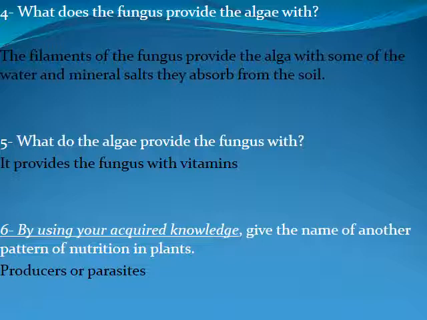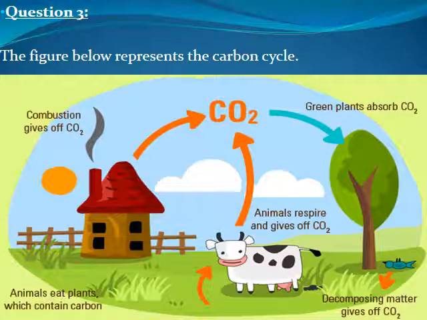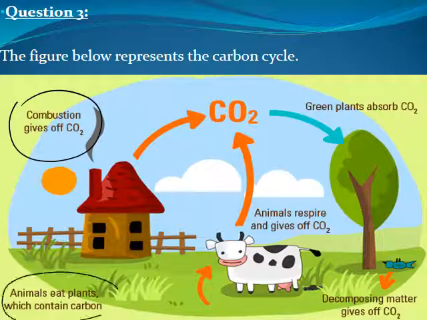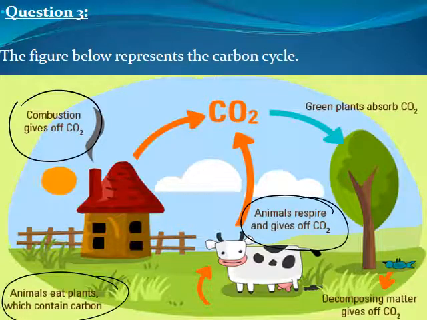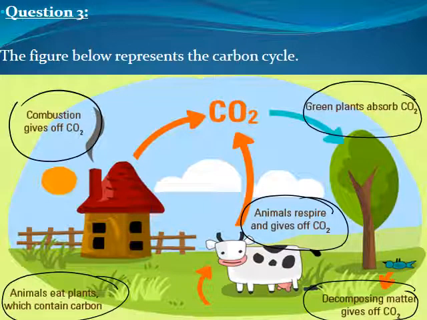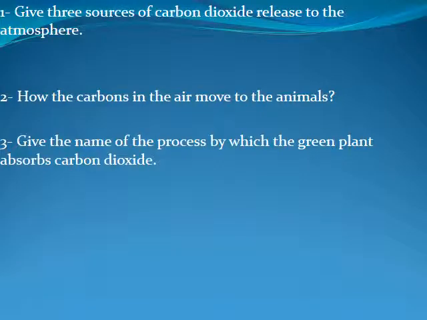Another type of nutrition in a plant is called producers, or parasites if you want more than one. Question number 3. The figure below represents the carbon cycle. We have combustion, which gives CO2; animals which eat plants that contain carbon; animals which respire and give off CO2; decomposing matter, which gives off CO2. What do green plants do? They absorb CO2.